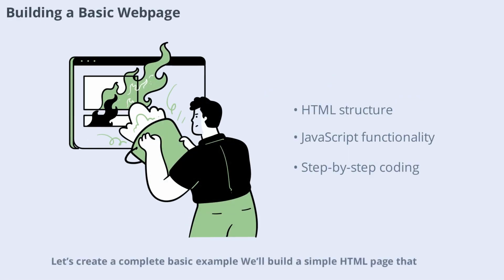Let's create a complete basic example. We'll build a simple HTML page that uses JavaScript to display a welcome message. This example shows how HTML and JavaScript work together. You'll see the structure of the page and how the script tag adds functionality. Follow along as we write the code step by step.